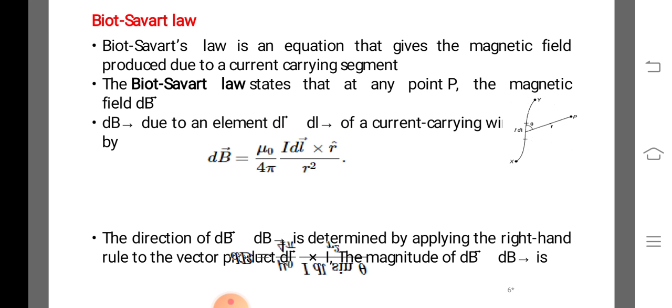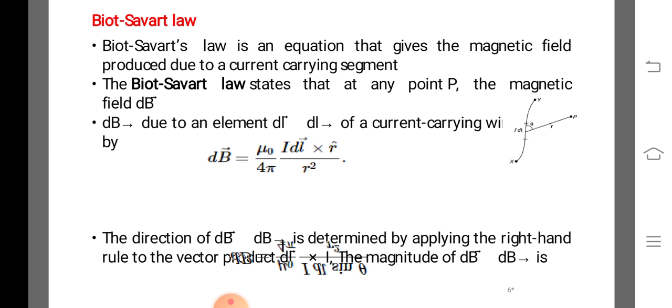Next, Biot-Savart law. Biot-Savart law is an equation that gives the magnetic field produced due to a current carrying segment. The Biot-Savart law states that at any point P, the magnetic field dB due to an element dl of a current carrying wire is given by dB equal to mu naught by 4 pi, I dl cross r by r square.